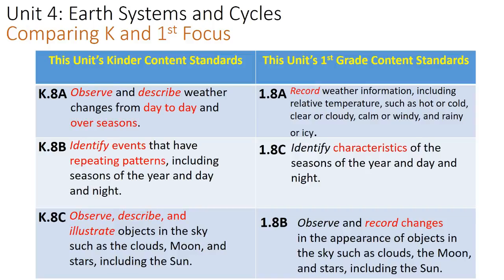So I'm just going to highlight those in both the verbs as well as in 8B, the difference between repeating patterns and characteristics. The big differences here are going to be those verbs, which are also represented in those process skills. So last year with weather, students simply observed and described it. This year they're going to be amping that up to record that information. For 8C, they observed, described, and illustrated objects in the sky. And this year, we're going to be focusing on recording changes in the appearances of those objects in the sky.